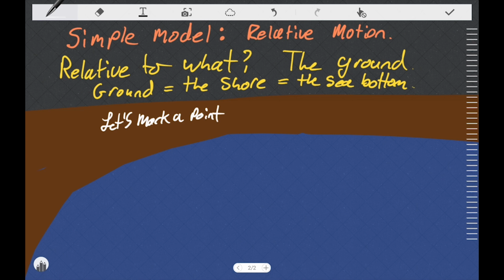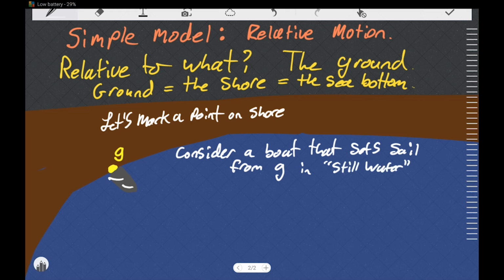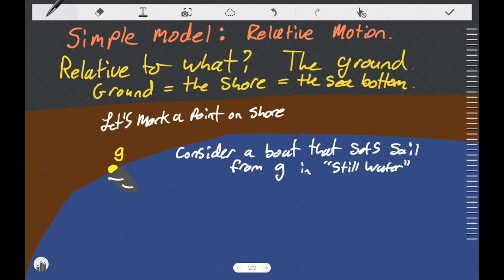Okay, so let's mark a point on shore. We'll call it G for ground. I'd like you to consider for a second a boat that starts off at that point G and sets sail into still water. By still water, I mean water that's not moving. There's no current yet. We could pull out a stopwatch and start it the moment that the boat departs, and we could run that stopwatch as the boat moves through the water.